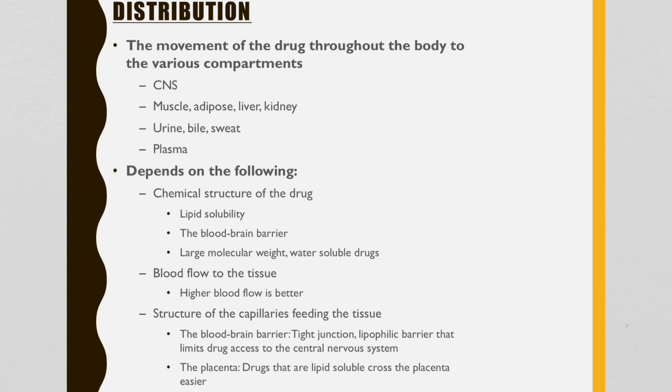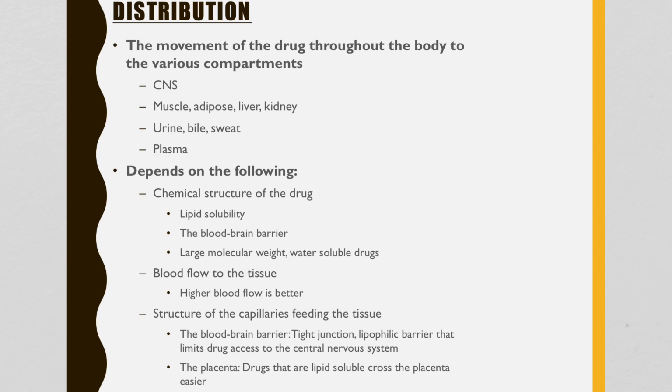So we've talked about absorption. Now we're moving into distribution. Distribution is the movement of the drug throughout the body to various compartments, right? Those various compartments are going to be like the sites of action. So it could be the CNS, it could be muscle, it could be the liver, the kidney, the plasma. It just depends on what your goal is for the drug that you are administering to that particular patient, right?